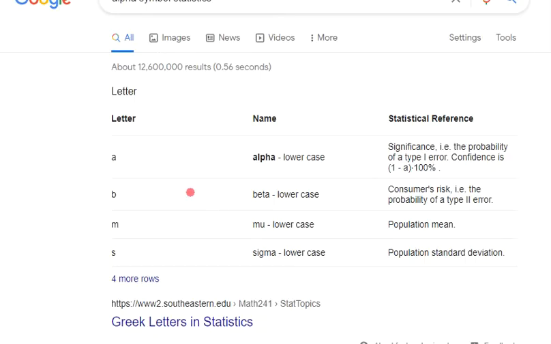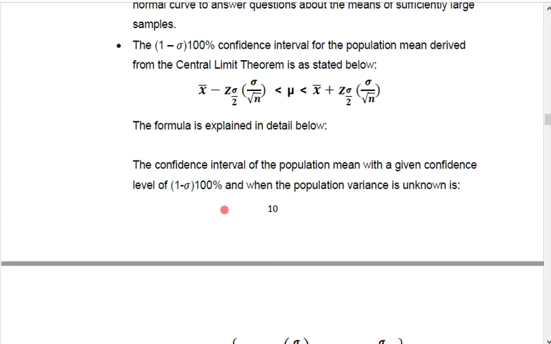Okay, so this is the alpha or the lowercase a. It is the significance, the probability of a type 1 error. Confidence is 1 minus a by 100%. So ito yung correct formula. Okay, so that should be 1 minus a by 100%.